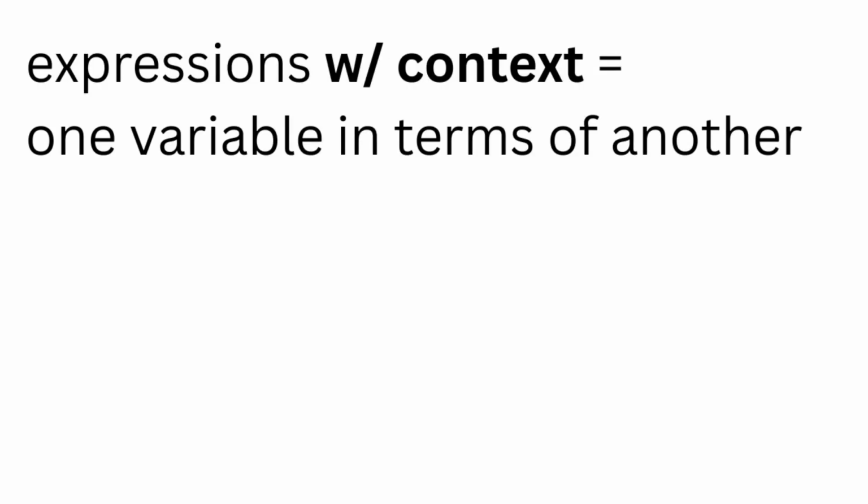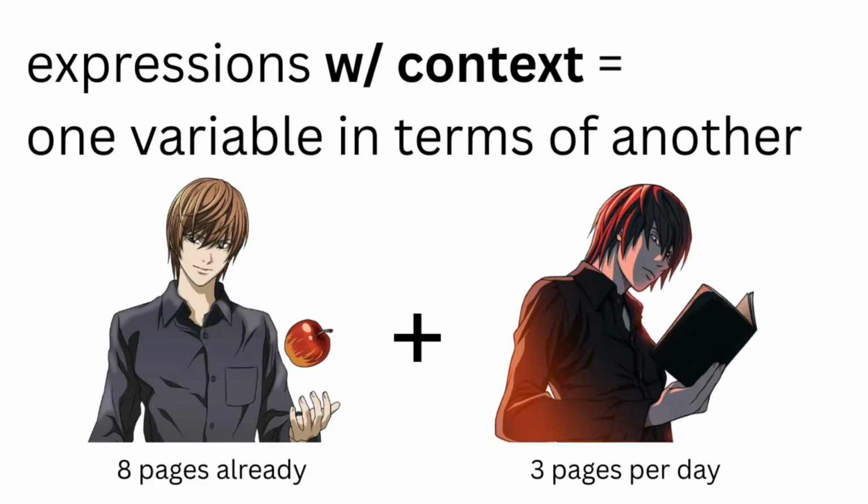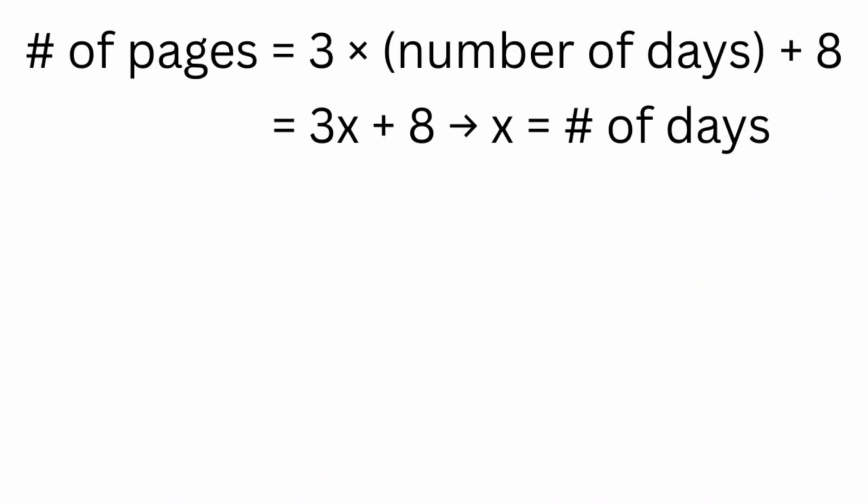But when they do have context, I like to think of expressions as writing one variable in terms of another. So let's say that I've read 8 pages so far this year, and I'm going to start reading 3 pages every day. Then, I could write the number of pages I read in terms of the number of days by saying that the number of pages I've read equals 3 times the number of days plus 8.